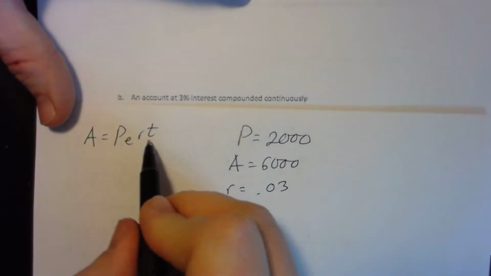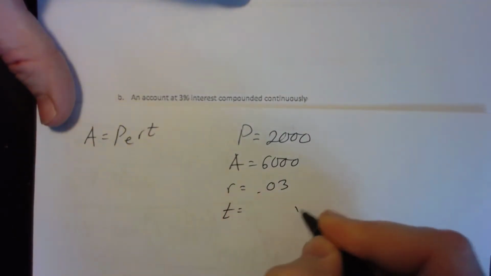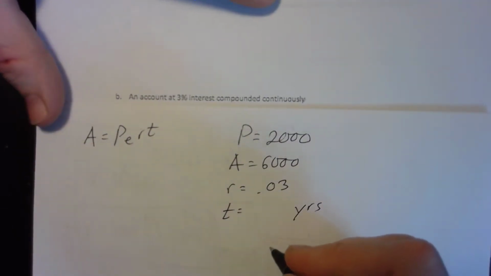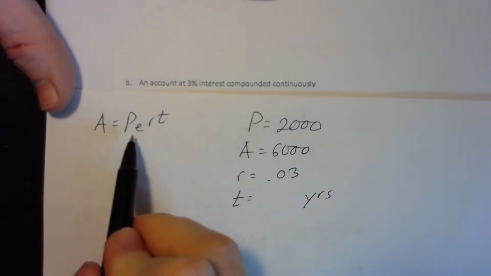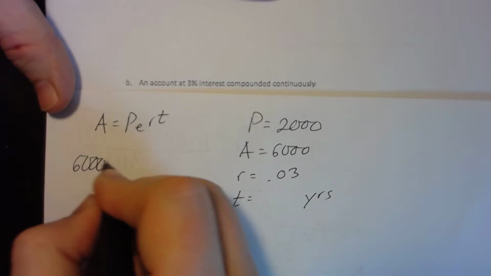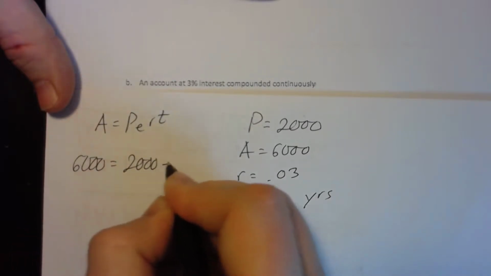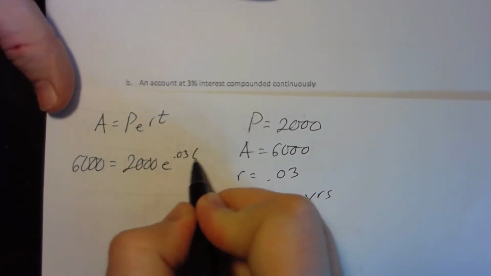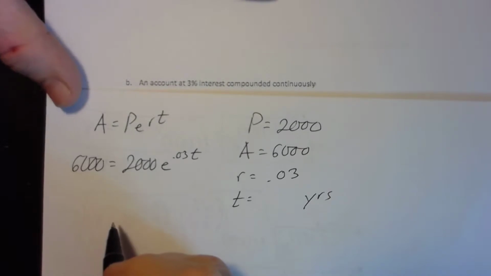And then finally, I'm just simply solving for T, remembering that T is always going to be in terms of years for these problems. So, the only value that I'm actually missing is T, because E is a number. So I have $6,000 equals $2,000 E to the R value, 0.03 times T, and I will simply solve for T.